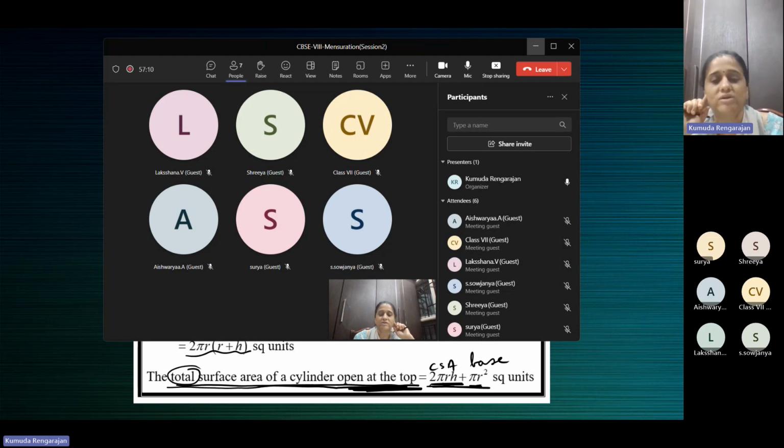If you have to find the total surface area of this cylinder, don't use the formula 2 pi r into r plus h. Where all is the material used? Only for CSA. There is no paper on the top. There is no paper below. So what is the total surface area of this cylinder? Only CSA. 2 pi RH. That's all.